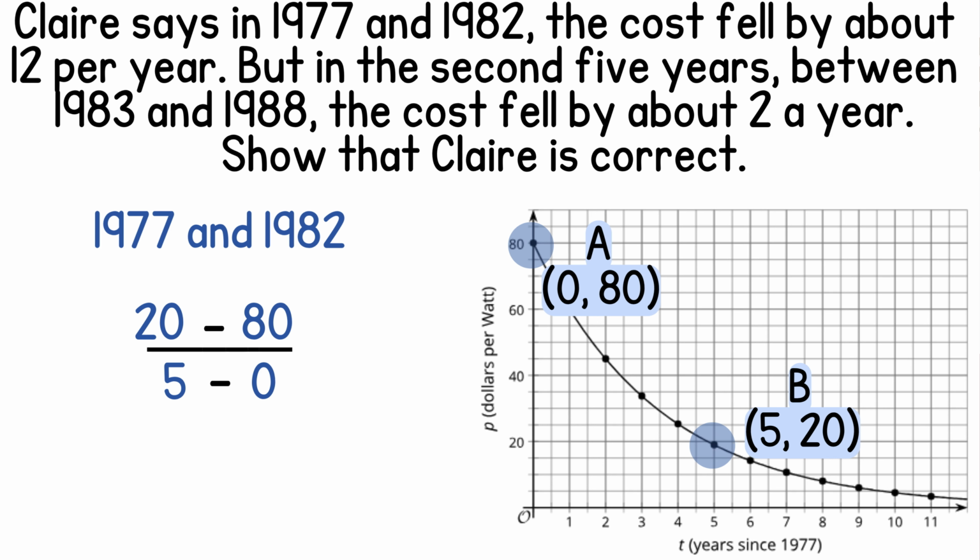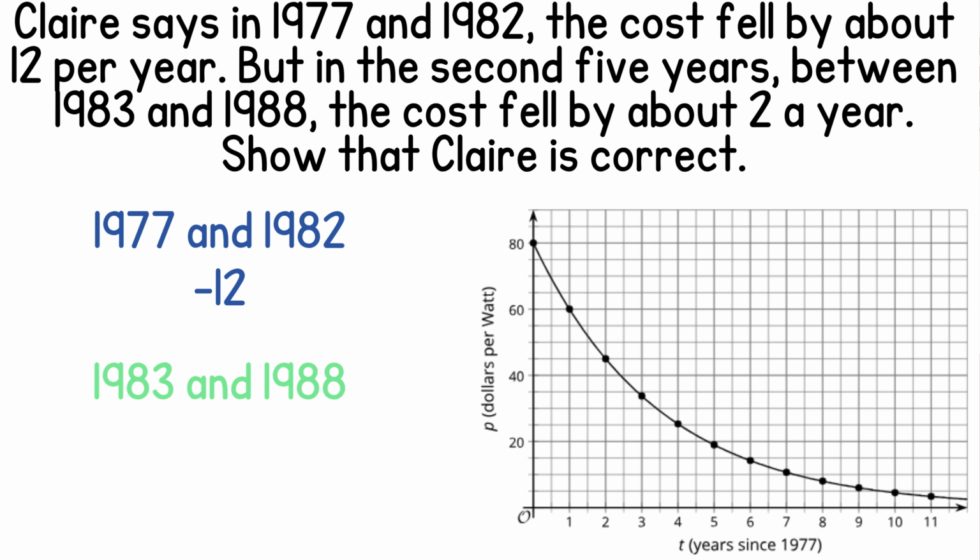So now we'll subtract and divide our differences. 20 minus 80 gives us negative 60, and 5 minus 0 gives us 5. So dividing negative 60 by 5 gives us a rate of change of negative 12. So far this matches what Claire said, and it did fall by 12 points.